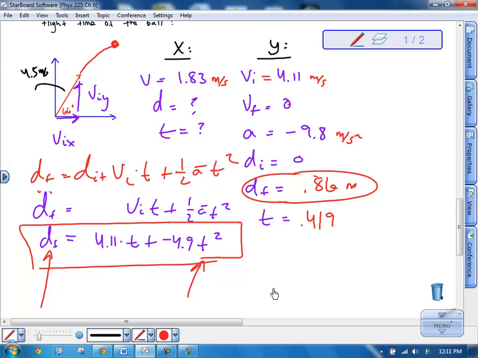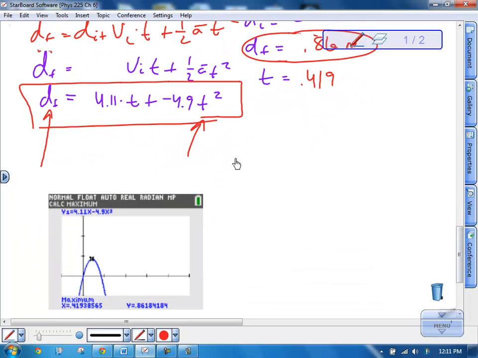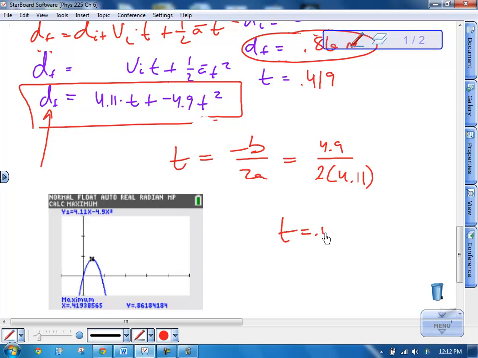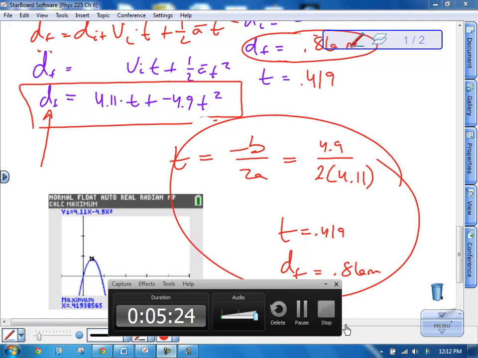One of the things that you could do is use what you know about the vertex of a parabola. The x-coordinate of the vertex is negative b over 2a, as you learned from math class. So if you didn't have a calculator, you could just do this. Negative b would be positive 4.9 over 2 times a, which is 4.11. That would give you the time, which is 0.419. And you can plug that back into this equation to get the corresponding height, distance final, which is 0.86. So you don't need this calculator feature. If you don't have it, you can use what you learned about in math class.